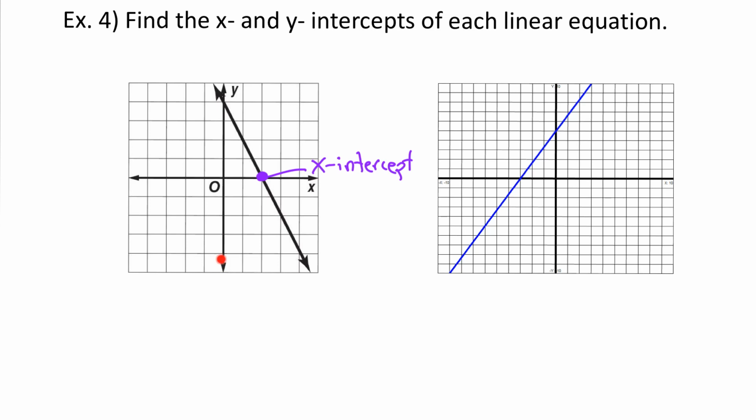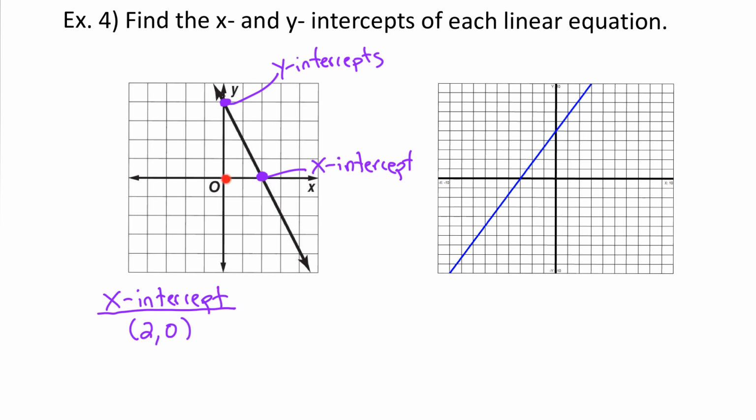The y-axis is the vertical one. The line is going through the y-axis right there. So my y-intercept is this point. Let me label that right here, y-intercept. Now you are going to give me the coordinates of the point. So let's start with the x-intercept. My x-intercept will be, I'm going to use parentheses here, and let me underline x-intercept. The coordinate of that point is 2, 0.